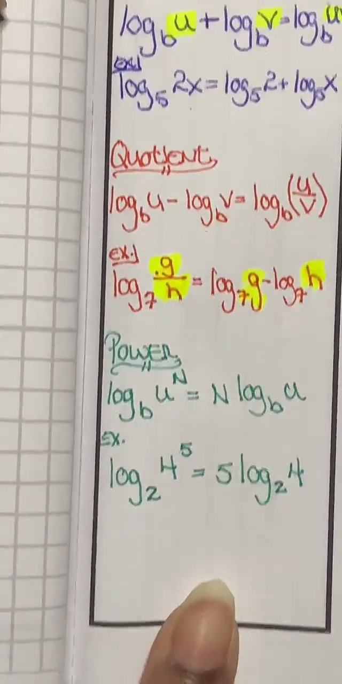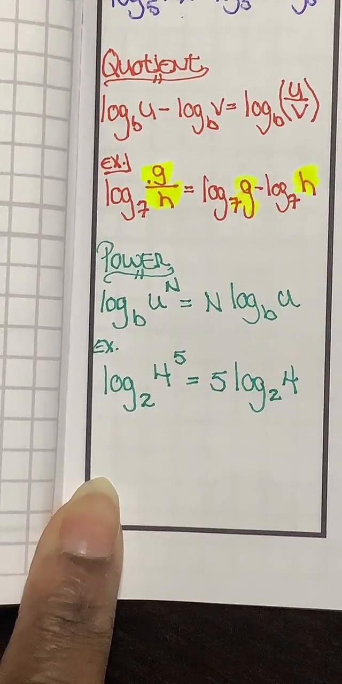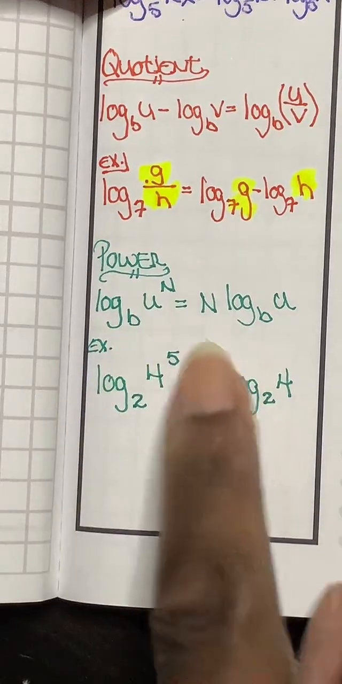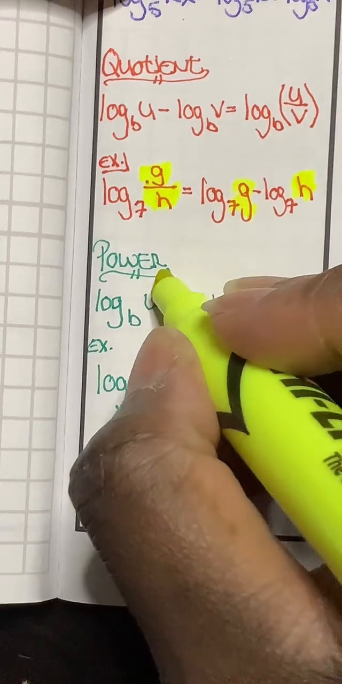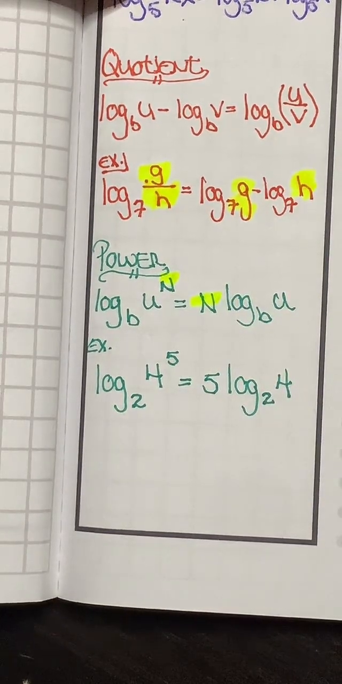And last but not least is the power rule. So now the power rule, it's saying that if I have an exponent, which we did, that exponent is now going to go to the front.